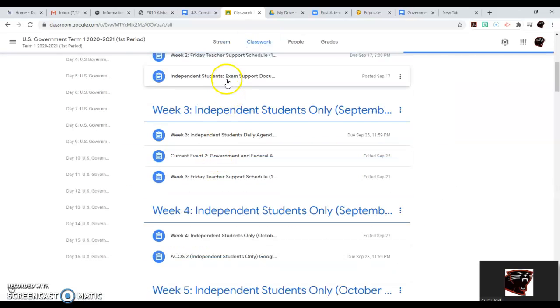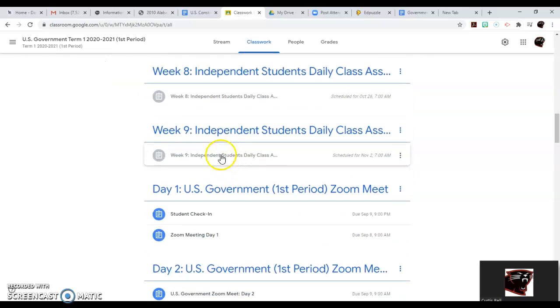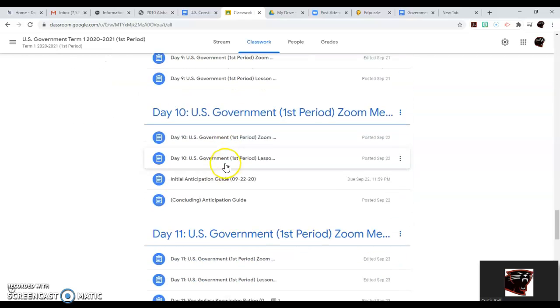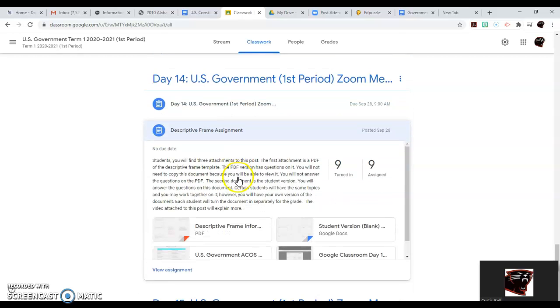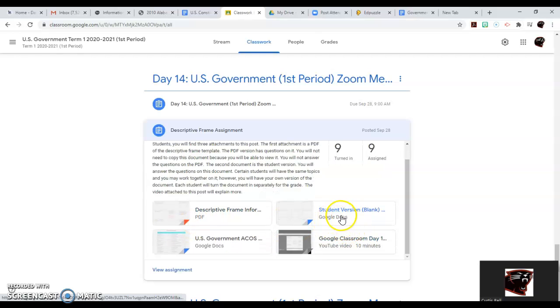Scroll down your wall. Of course, you remember that the week folder belongs to the independent students. You found day 14. There were other documents attached to it. This was the template that showed you what to answer. Remember, you had your own student version. I provided a video, and then we had the document that you basically had your titles on.